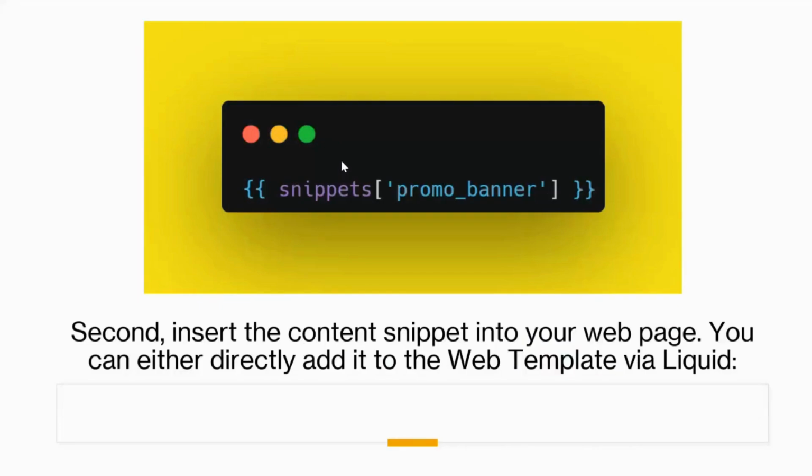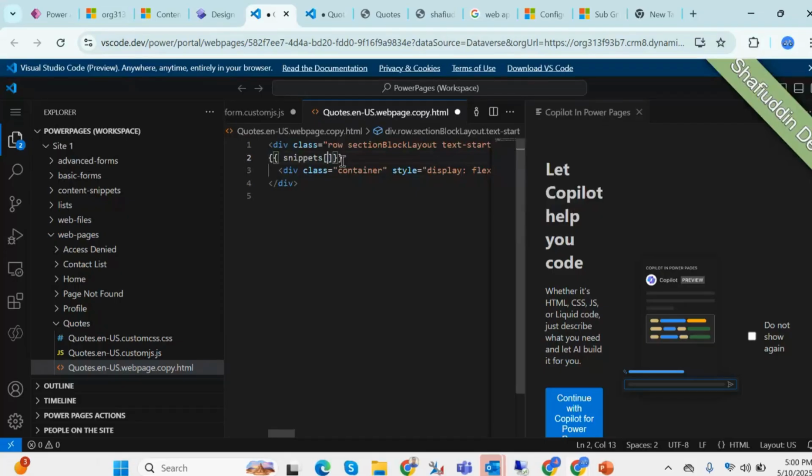After that, you need to open square brackets. Okay, listen very carefully. Try to understand. We need to open square brackets, and within this, we need to open single inverted commas, single quotes. This is the format for any content snippet. Now, in the area in the middle within the inverted commas, you need to pass the exact name of the content snippet.